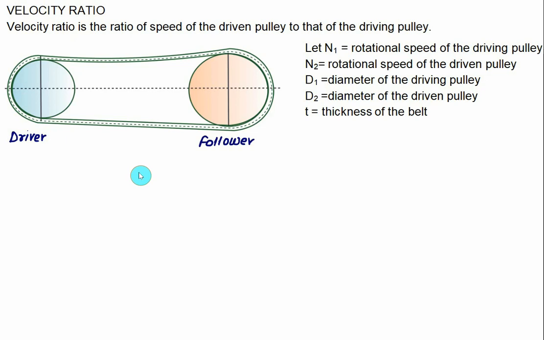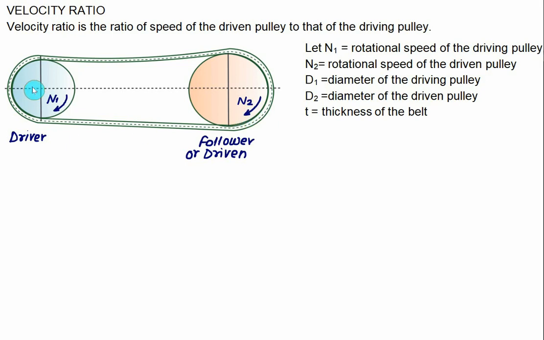Now we want to develop here the equation for velocity ratio, and it is defined as the speed of a driven pulley, that is the follower, to the driver pulley. So here if I say that N1 is the rotational speed of a driving pulley, and let's assume that the pulley is rotating in the clockwise direction with a rotational speed equal to N1, then because of the open belt, the follower or the driven pulley will also rotate in the same direction with a speed equal to N2.